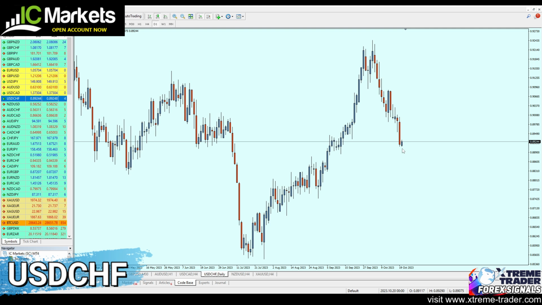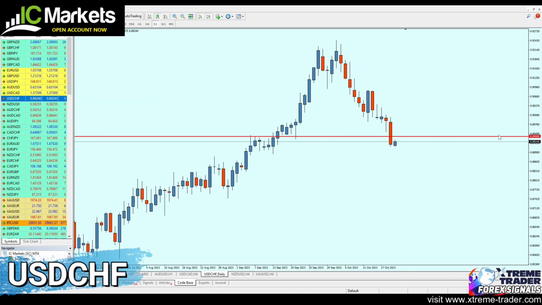Now as you can see right here, a new daily candle has just been born, and if we look at the left side, we have a real level of resistance at 0.89400.